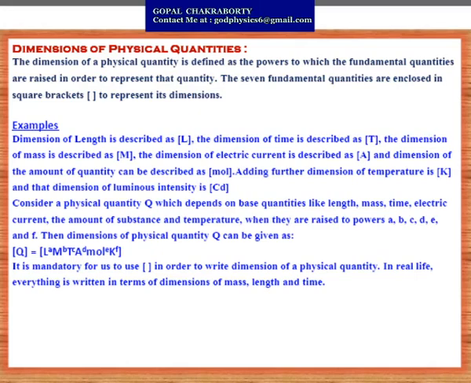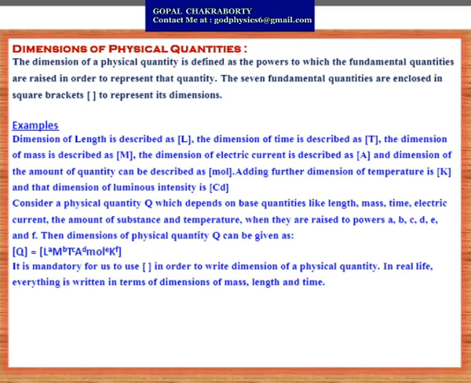The dimension of time is described as capital T within a square bracket. The dimension of mass is described as capital M within a square bracket. The dimension of electric current is described as capital A within a square bracket, and the dimension of amount of substance can be described as mole within a square bracket. Adding further, the dimension of temperature is Kelvin, denoted by capital K within a square bracket, and the dimension of luminous intensity is capital C small d within a square bracket, which is the unit candela.